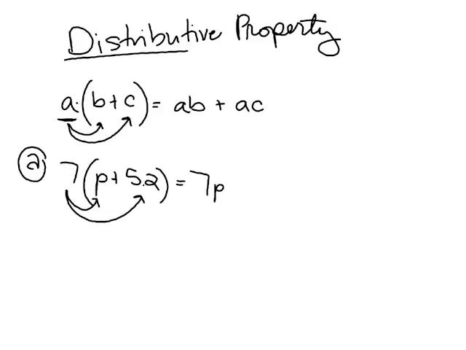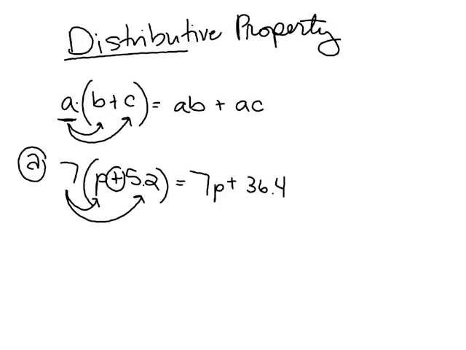36.4. Okay, here's my sign. It's a positive, so that sign needs to also distribute. So I had 7p plus 7 times 5.2. So I can rewrite this as 7 times p plus 36.4.